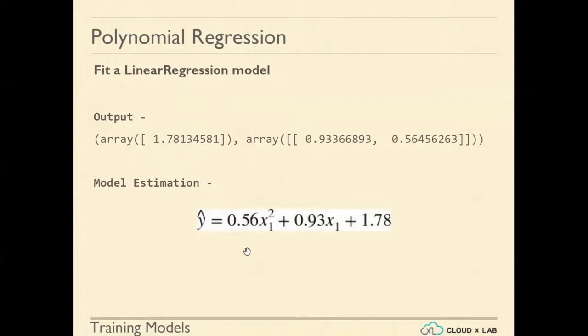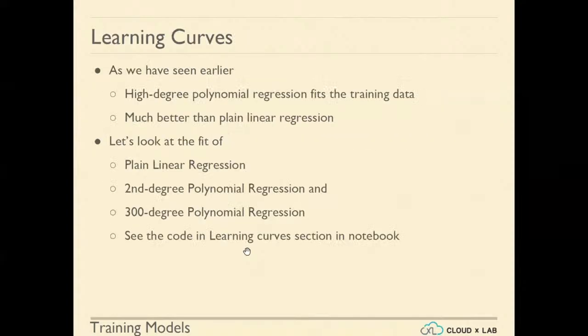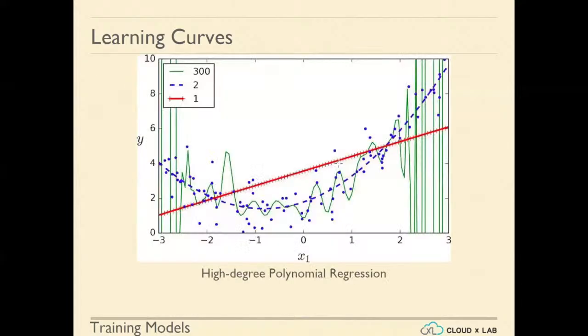So in learning curves, what we do: a higher degree polynomial fits the training data much better than plain linear regression if we are having a nonlinear relationship, right? Because we cannot capture a nonlinear relationship using linear models, right? So let's take this example. In this example, we are fitting a degree 1 polynomial. Degree 1 means a straight line. Degree 2 polynomial, right? Parabola, and a degree 300 polynomial.